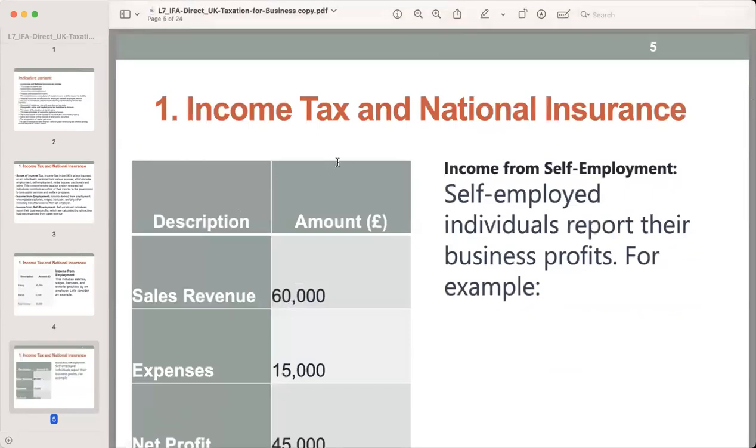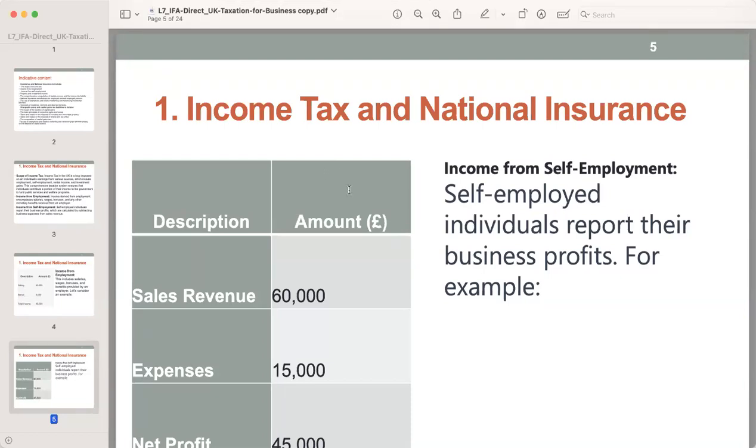Income tax and national insurance. Income tax isn't just about salaries and businesses. It also includes money from renting out properties, dividends from investments and interest. So if you get £8,000 as dividends, that's also part of your taxable income.